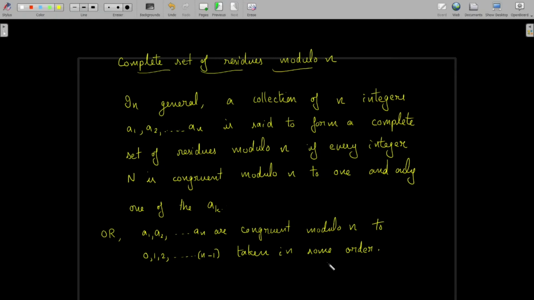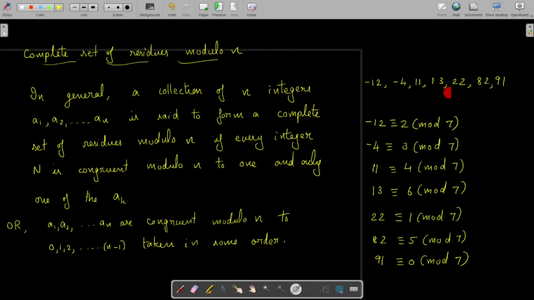Let me explain this concept using an example. Consider this set of integers: negative 12, negative 4, 11, 13, 22, 82 and 91. Let us check what remainders are obtained when these integers are divided by 7. Actually, minus 12 is congruent to 2 mod 7, because negative 12 minus 2 is negative 14, which is a multiple of 7. Similarly, minus 4 is congruent to 3 mod 7, because minus 4 minus 3 is minus 7, which is a multiple of 7. 11 minus 4 is 7, a multiple of 7. 13 minus 6, multiple of 7. 22 minus 1 is 21, which is a multiple of 7, etc.